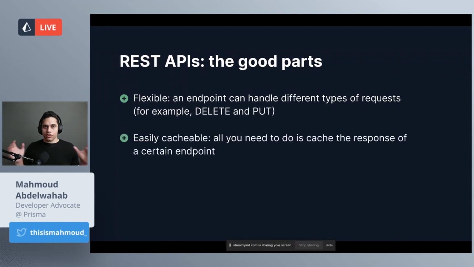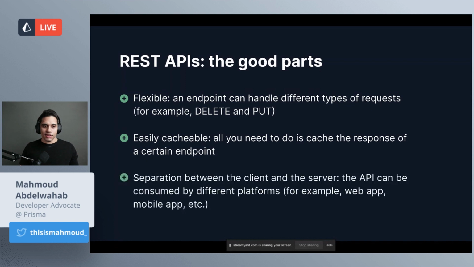So if there's a certain endpoint that is being heavily requested, you can easily cache it. It's just a single endpoint. And then finally, there's a separation between the client and the server. So there's no tight coupling between the two. A client doesn't need to know what happens behind the scenes in the server. All you need to do is know what endpoint to talk to, and then the endpoint responds.